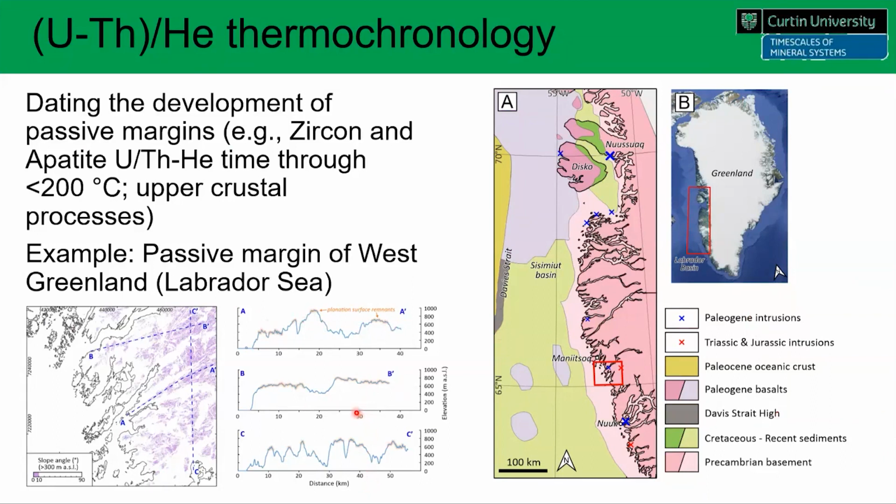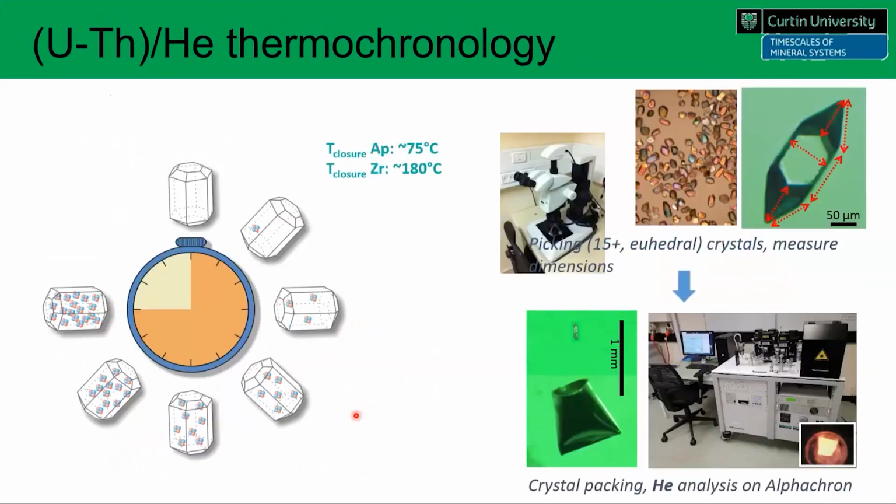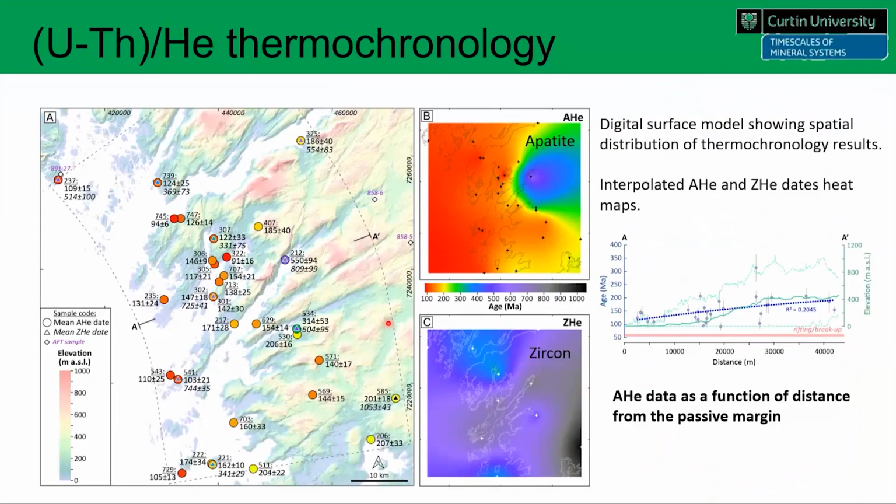So we looked at uranium, thorium, helium in apatite and zircon. Apatite helium is telling us about time through 75 degrees C, whereas zircon is telling us about time through 180 degrees C. The way this works is a bit more of a laborious process. We pick individual grains and put them into steel capsules. The capsule is closed, and it's another laser technique where we heat the capsule to release the gas. We also measure the uranium, thorium, and samarium simultaneously, which is needed to calculate these ages. The ages from different samples are shown on a map on the left-hand side here, and also on these contour maps on the right-hand side.